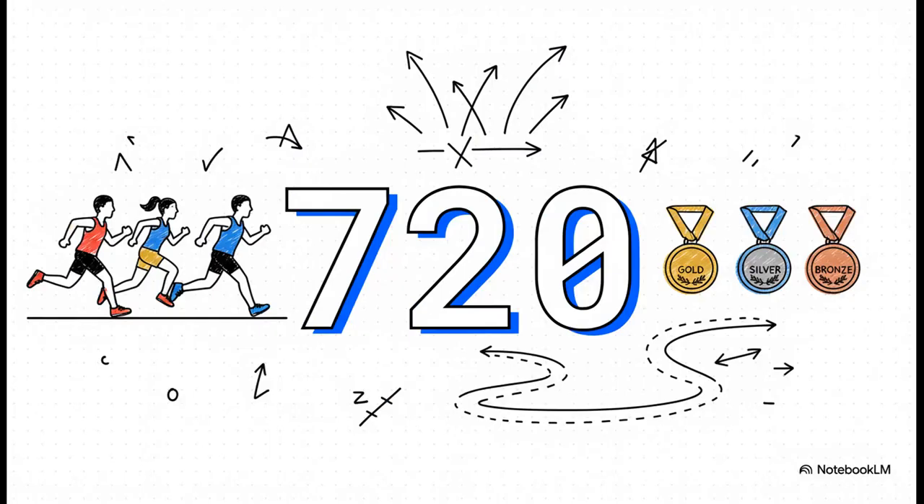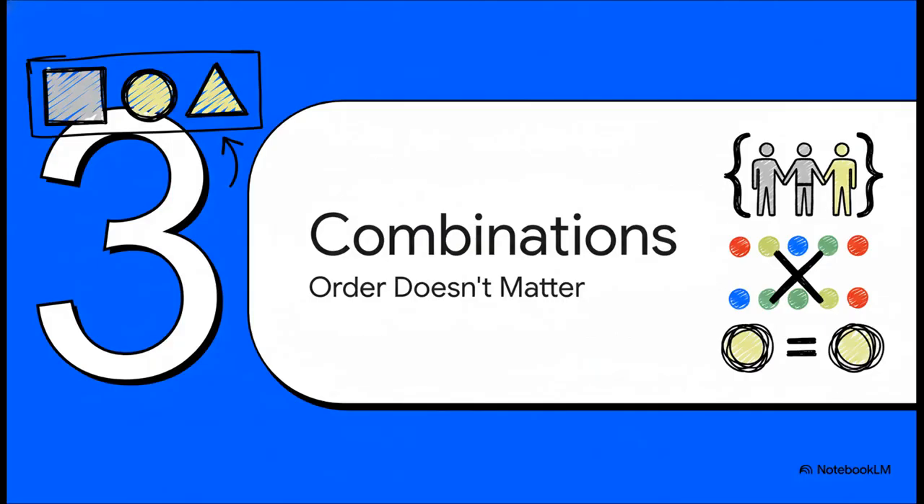So let's stick with that race example. Say we have 10 runners, all competing for gold, silver, and bronze. How many different ways can that podium be filled? Well, if you use the permutation formula, you find out there are an incredible 720 different ways for those top 3 spots to be filled. Wow.